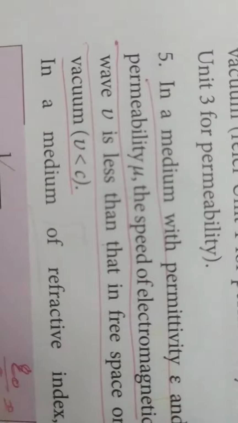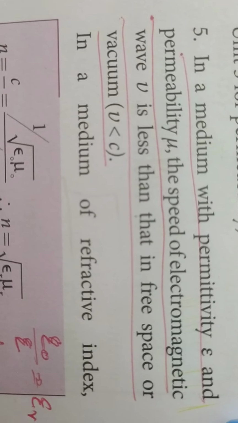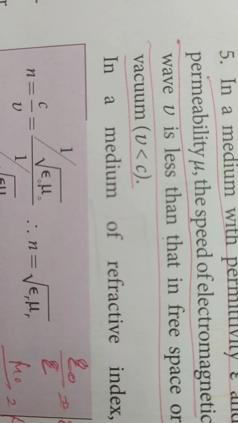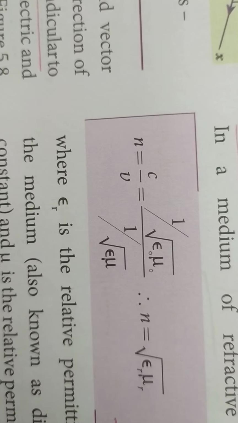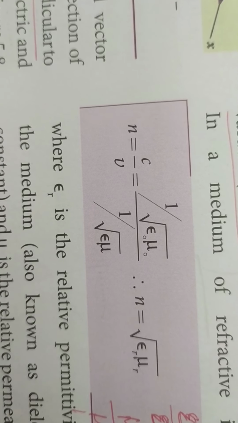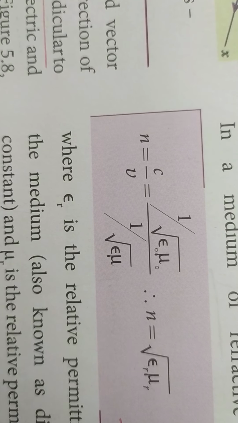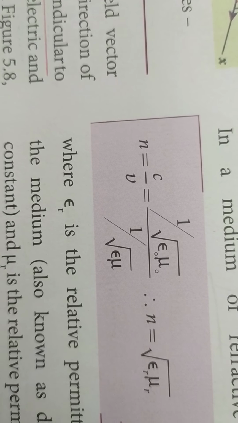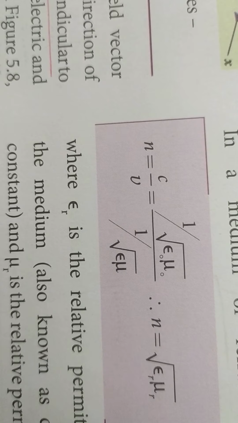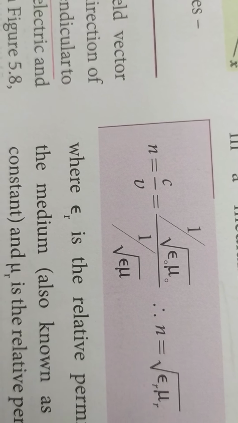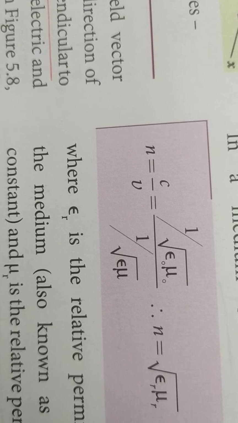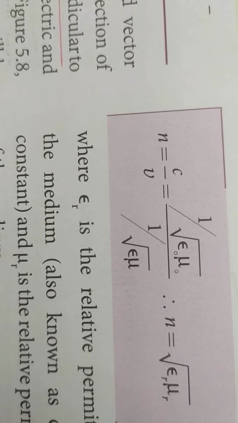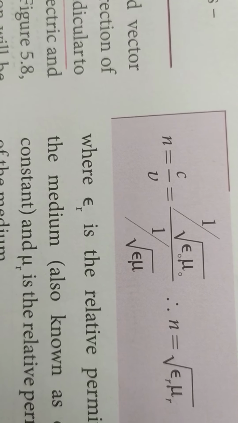Suppose we take a medium, and in the medium the permittivity becomes ε and the permeability becomes μ. In such a case, v is less than c, and so here n is the refractive index of the medium, which is given by c/v. c is 1/√(ε₀μ₀), and v is 1/√(εμ), and when you cancel, n = √(ε_r μ_r), where ε_r and μ_r are the relative permittivity and relative permeability, and this relation you already know.